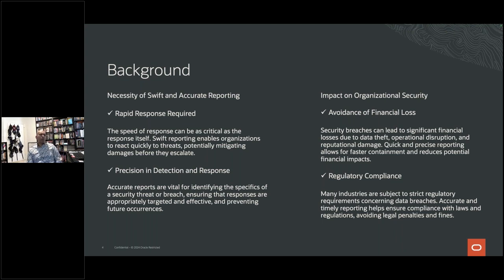So what we have seen with these two, swift and accurate reporting metrics, is that they have a huge impact on organizational security. One of the most important ones is avoidance of financial loss. We know that a security breach can lead to significant financial losses, maybe because of any potential data theft, disruptions in operations, and of course it can cause reputational damage.